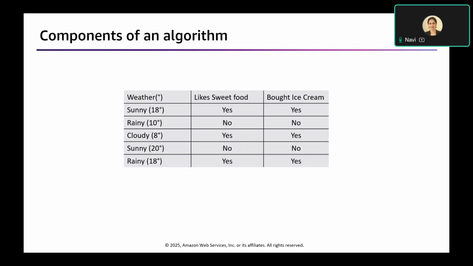The model compares its predictions to these true labels in the historical data during the training process. Let's look at a data set. We have 2 key components here. We are trying to predict if customers are going to buy ice cream or not. So features are the data that help you make predictions. We have weather and liking sweet food.